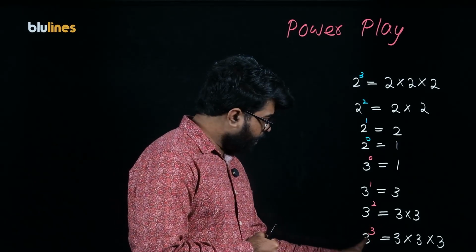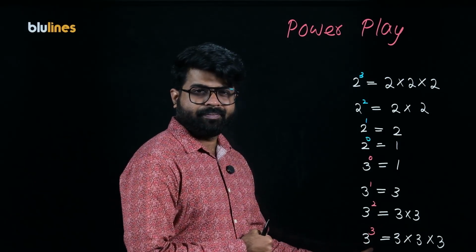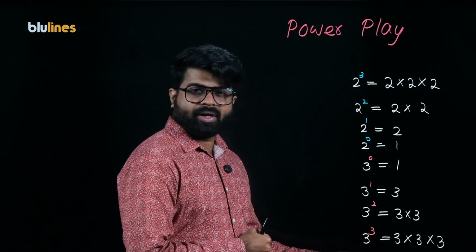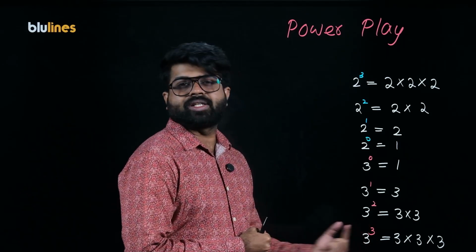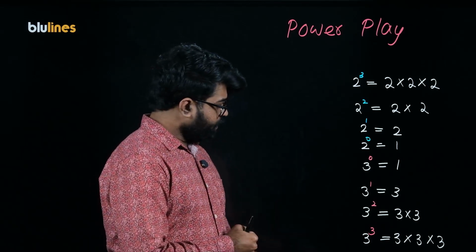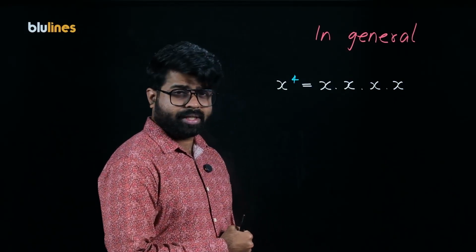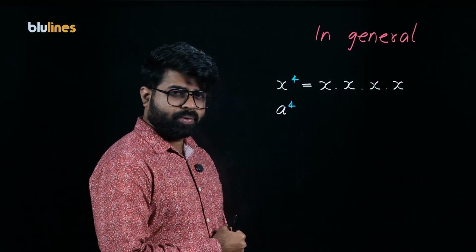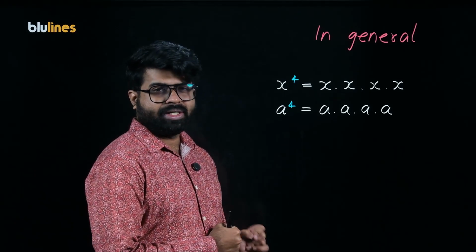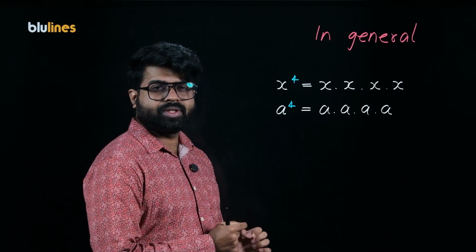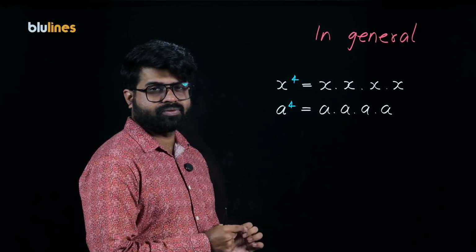The term above the 3 we call the power, and the base term we call the base itself. This entire thing, 3 raised to 3, we call an exponent. So we can see in general results. First, x raised to 4. What's the definition of x raised to 4? X raised to 4 can be written as x into x into x into x. So what is a raised to 4? It is a into a into a into a. Here the dot denotes multiplication, so don't confuse the cross and the dot. I will use both.